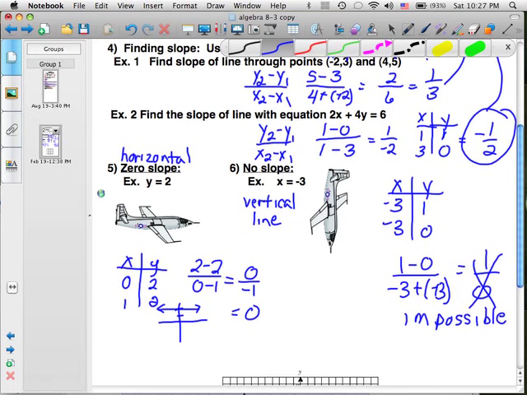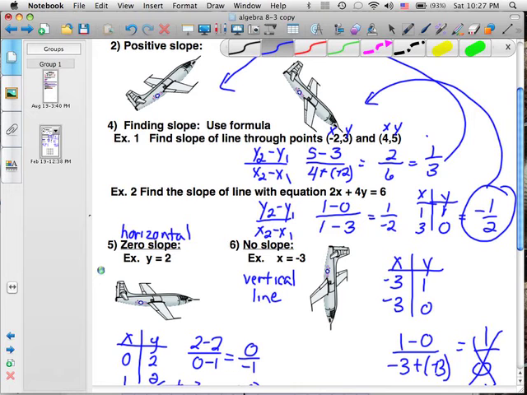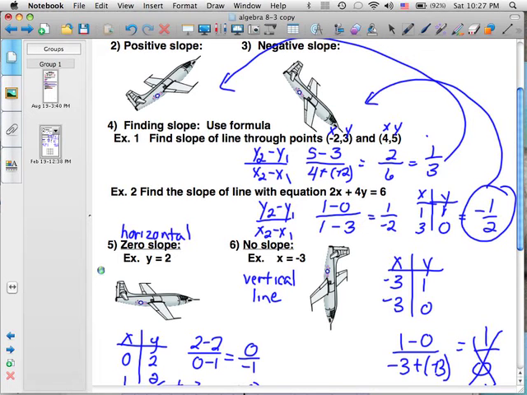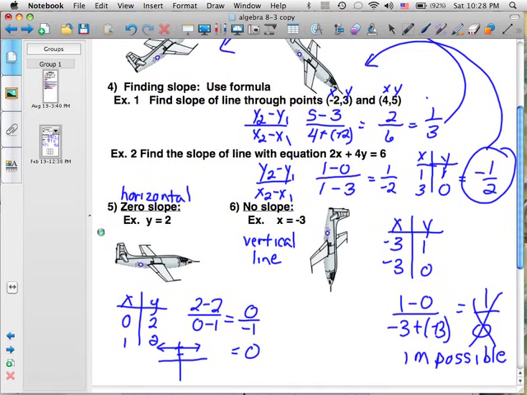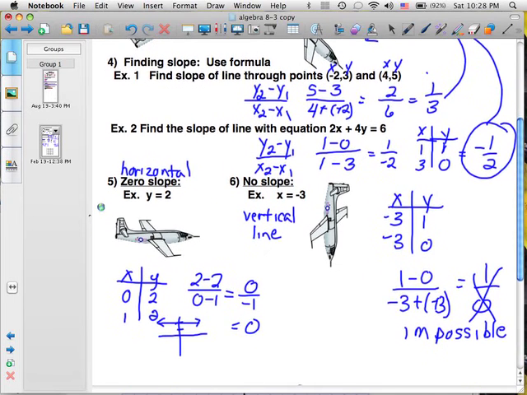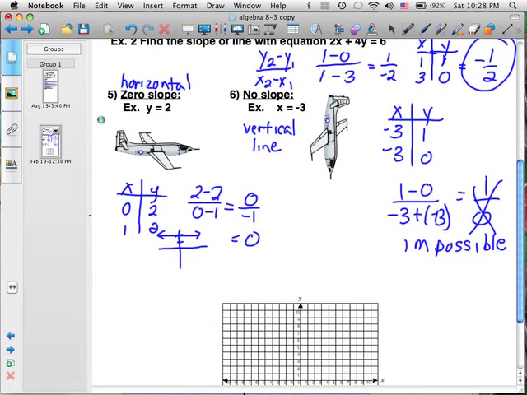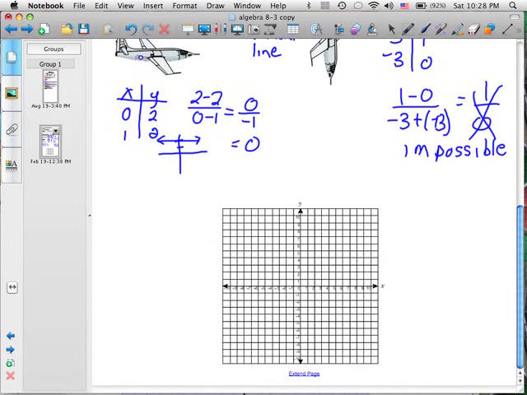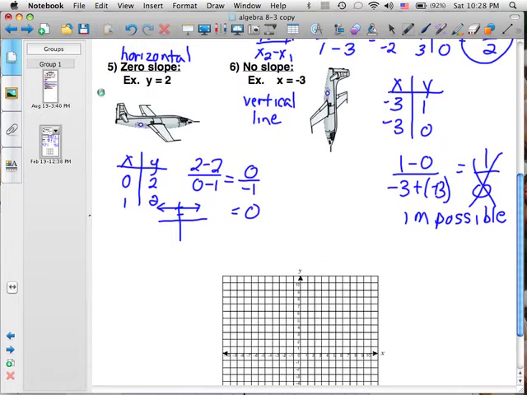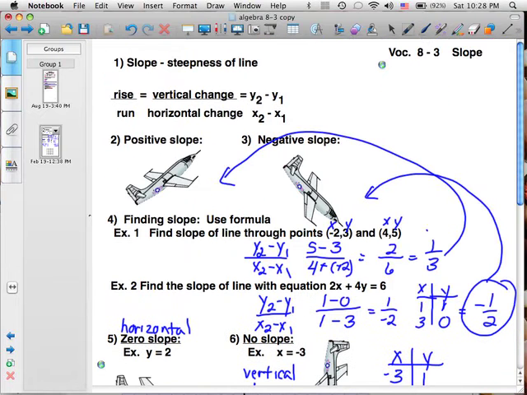So here are your 4 possibilities for slope again, reviewing. Positive slope is like going up. This one here went up 1, right 3. Negative slope is like a plane coming down for landing. Horizontal slope is like a plane cruising, and no slope is like a plane in a dive. And I have a short little video that you can watch, and some gentleman will explain it even more to you.